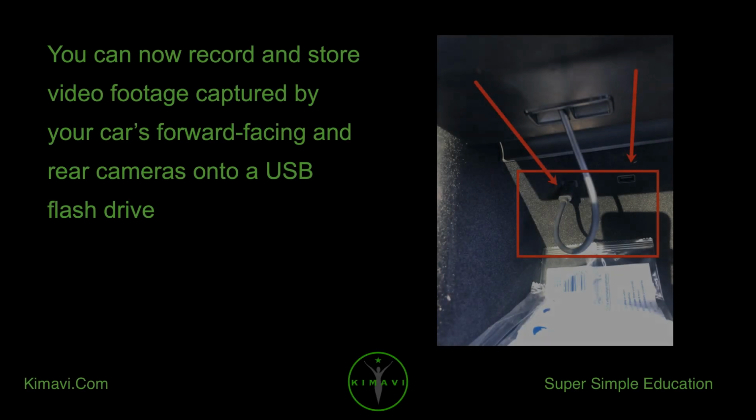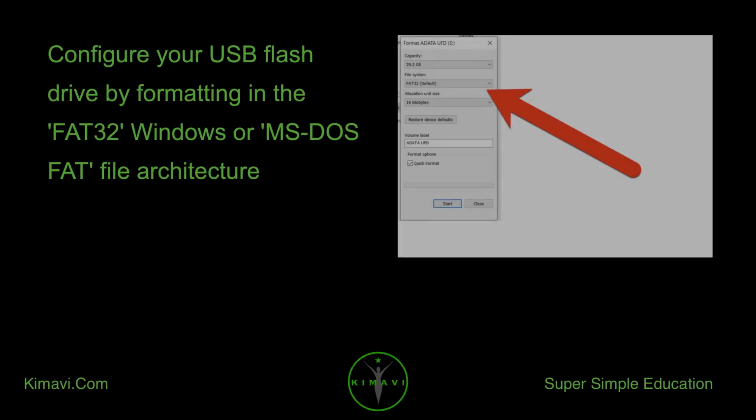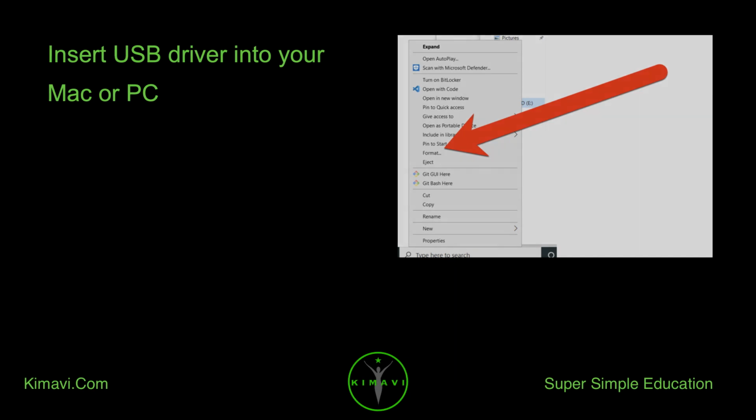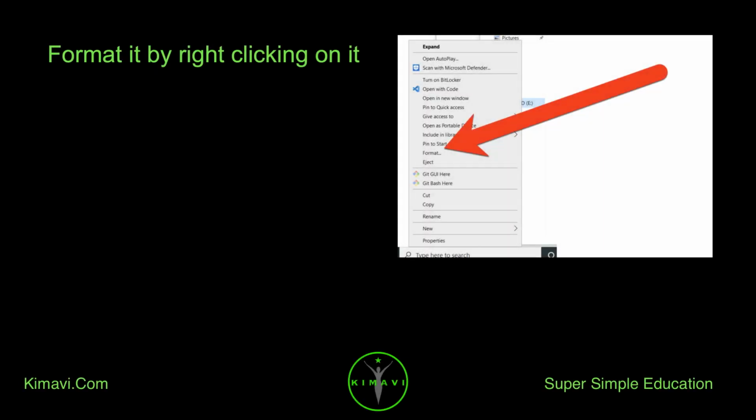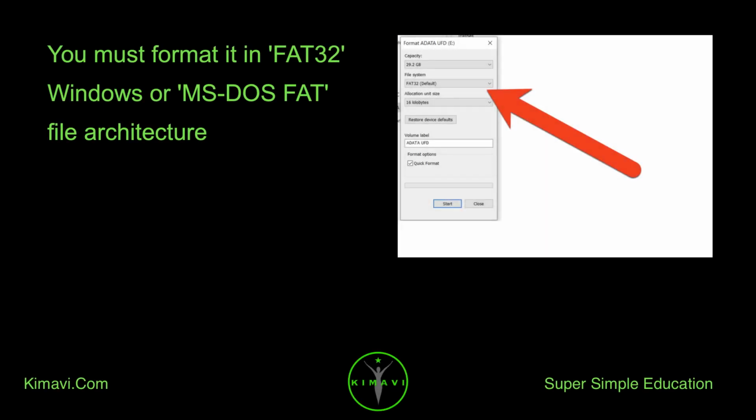You can now record and store video footage captured by your car's forward-facing and rear cameras onto a USB flash drive. Configure your USB flash drive by formatting in the FAT32 Windows or MS-DOS FAT file architecture. Insert a USB drive into your Mac or PC. Format it by right-clicking on it. You must format it in FAT32 Windows or MS-DOS FAT file architecture.